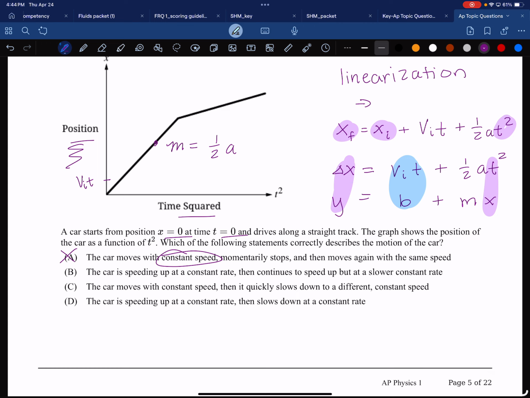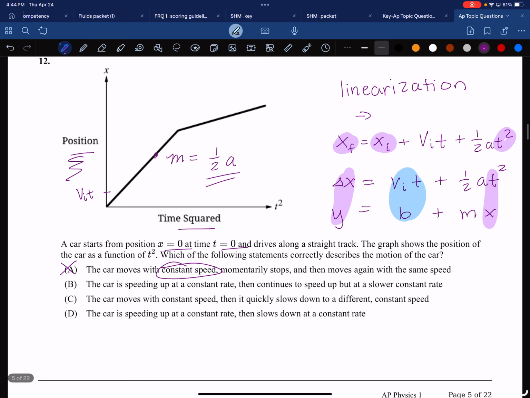Yes, and I know that because looking at this equation, my slope has acceleration in it. So there has to be some acceleration if there's slope. So therefore, I get rid of A. What else can I get rid of? D as well. And then also C, because it also says constant speed. So then your answer is B. So the car is speeding up at a constant rate, then it continues to speed up at a slower rate. And in both situations, your acceleration is going to be positive. Okay?